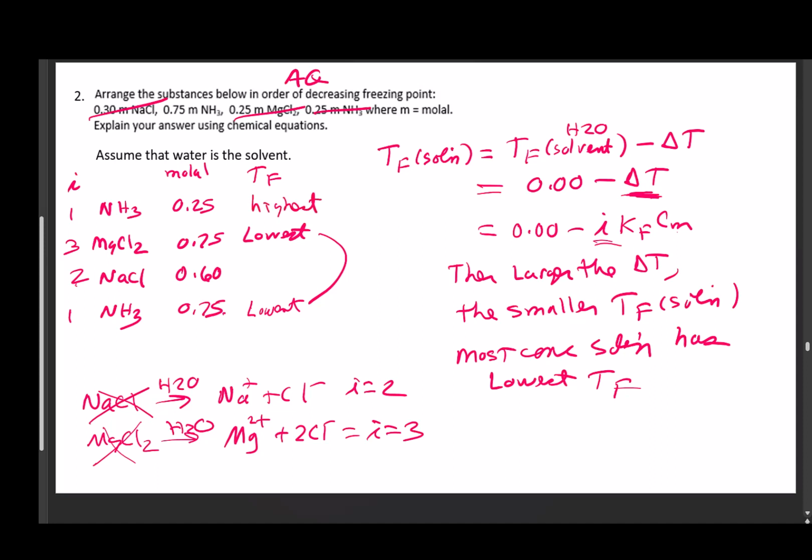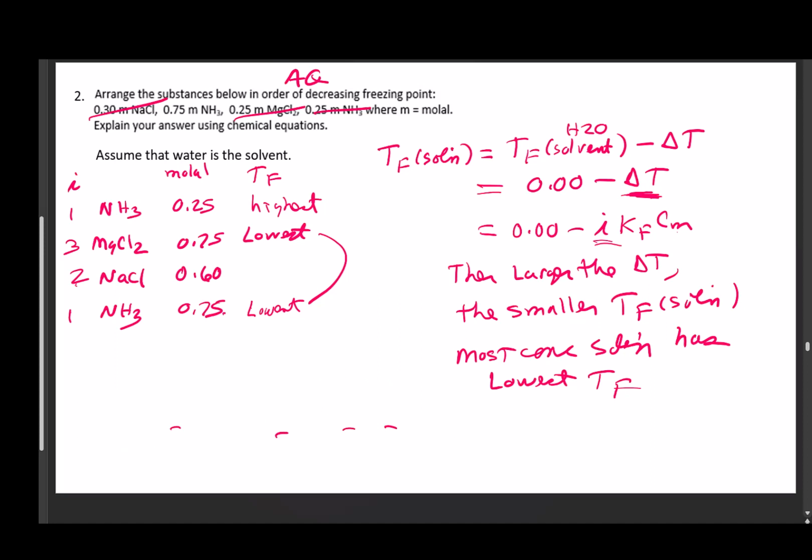So we could now reorder these. It says in terms of decreasing freezing point. Well, to be honest with you, I don't really care what order you put these in. You could put them in order of increasing freezing point or decreasing freezing point. You just have to let me know which one is the high, which one is lower. You can use greater or less than signs.